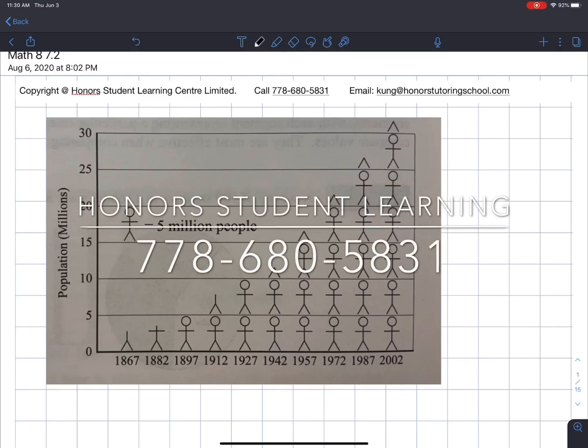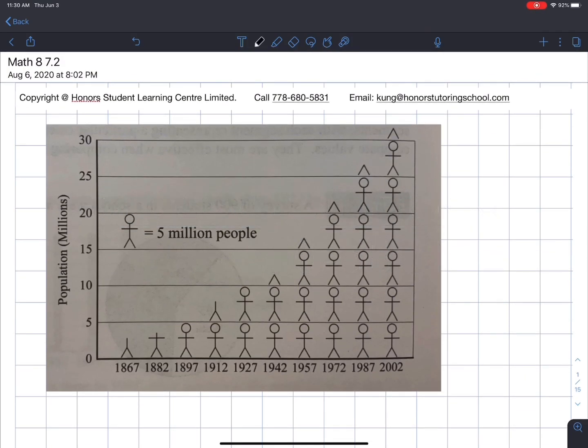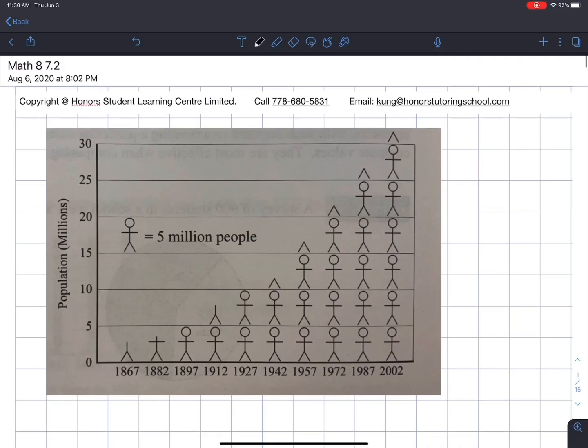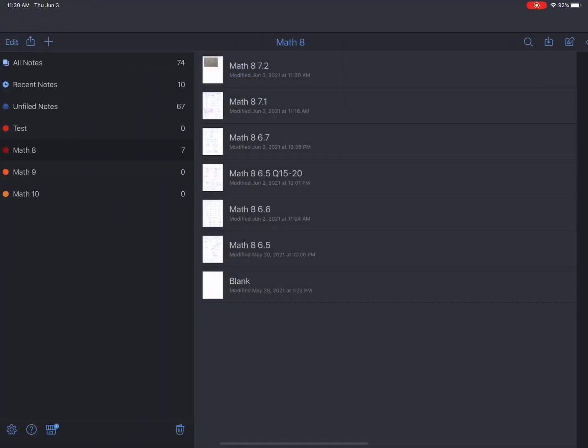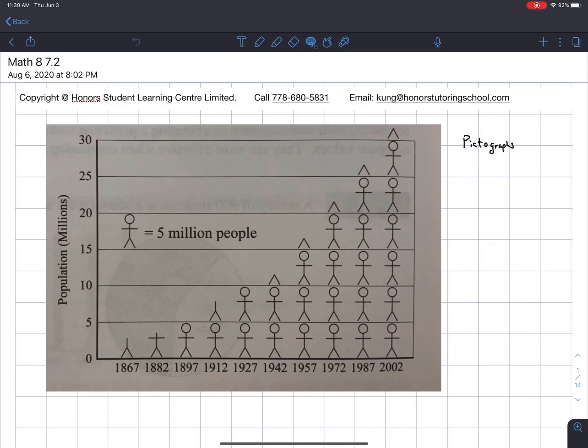Okay, so we are moving on to 7.2. Questions 1, 2, 3 are for pictographs. In pictographs, we use a symbol or picture to represent a number, so they can be very easy to read.